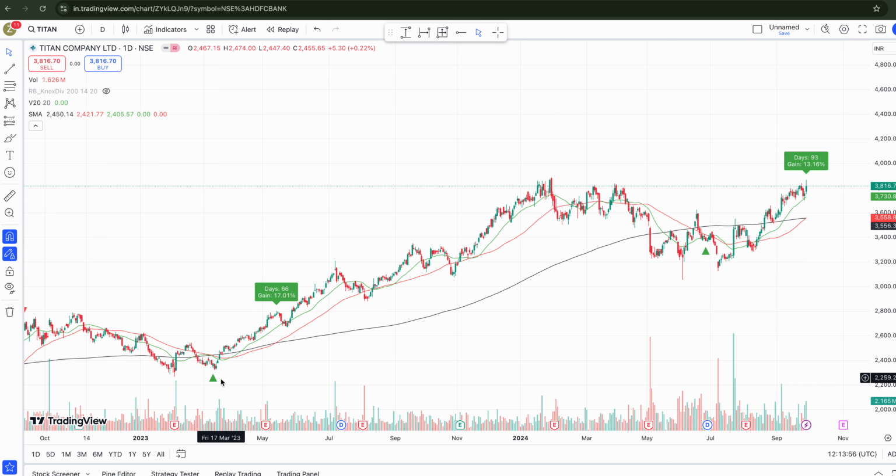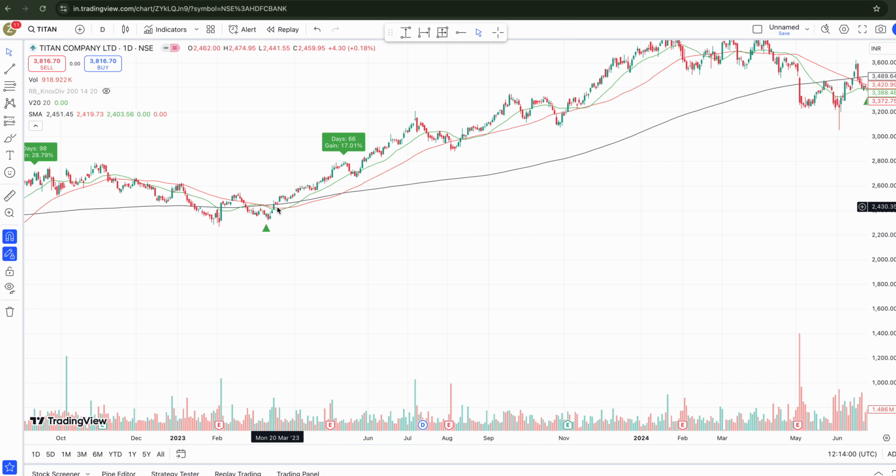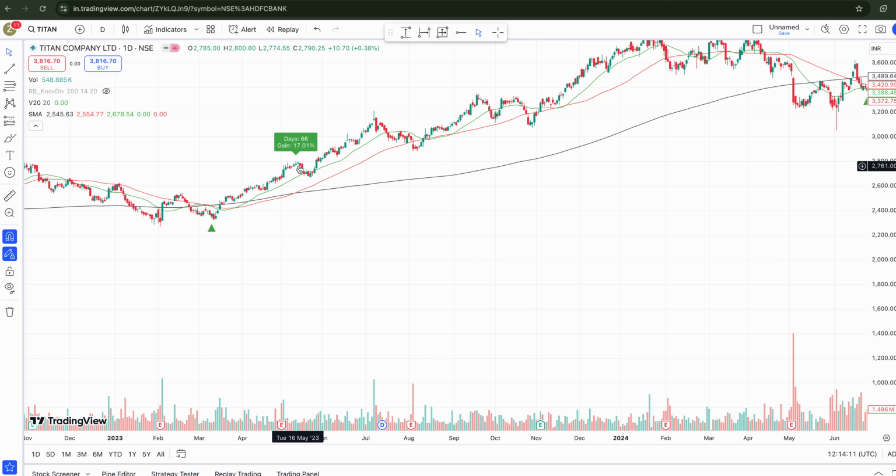the bottom triangle is telling that here it is a buy signal, because the current market price is below the 200 moving average and 50-day moving average and 20-day moving average, and a reversal is happening here. It also shows how many days it took to reach here and what is the percentage gain.